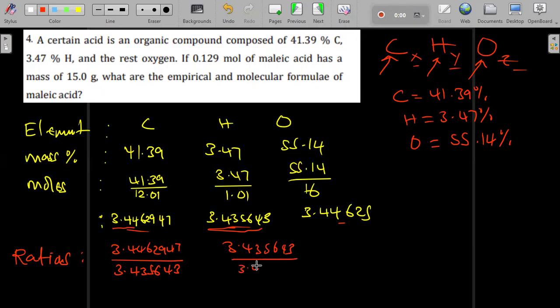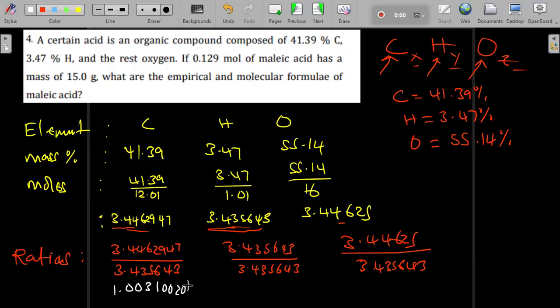So we divide it by itself. And then the last one, we're also going to divide by the smallest number of moles, which is 3.43563. Okay, so when we divide that, we have to get the ratios. So here when I divide, I'm getting 1.0031002023. And then here, I'm going to get exactly 1 because these are the same.